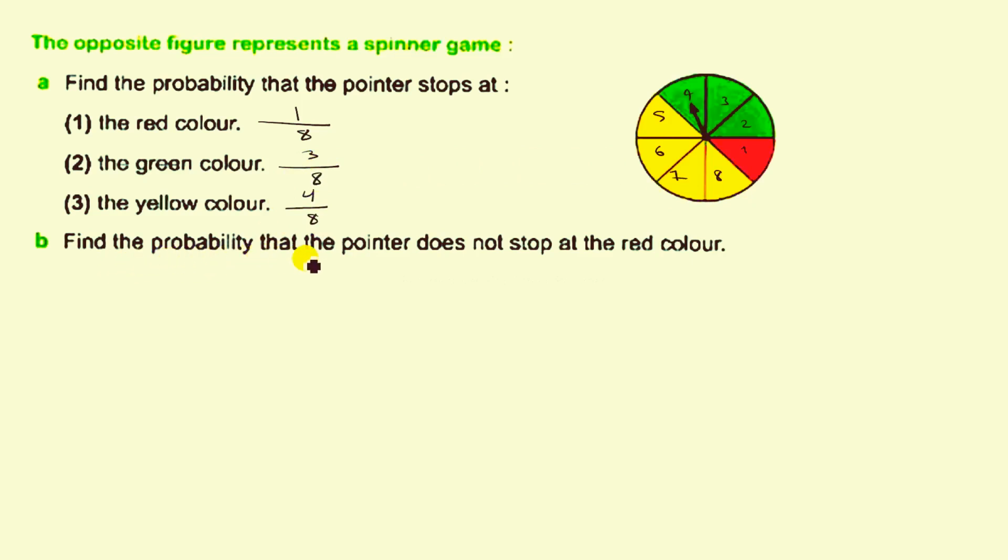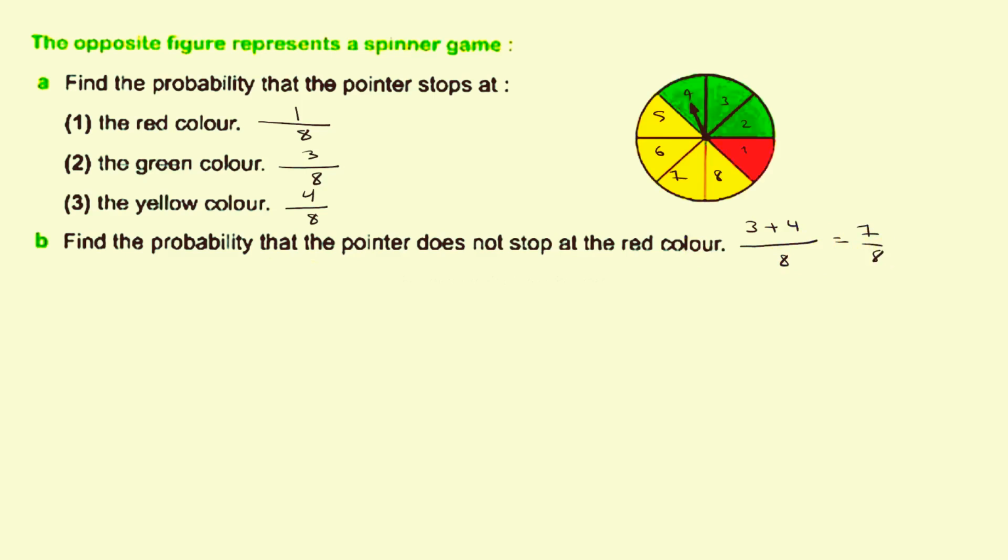Find the probability that the pointer doesn't stop at the red color. ما يوقفش على red color يبقى ايه؟ يبقى قدام الجرين واليلو. الجرين 3 يلو 4 over 8 يبقى 7 over 8.